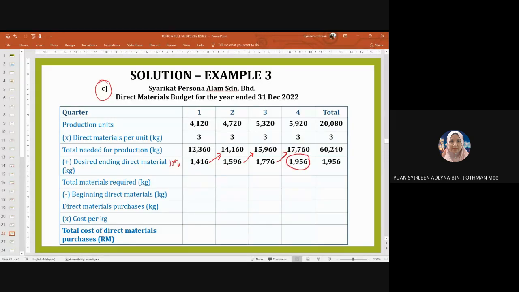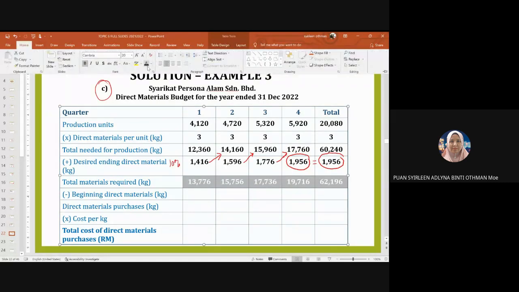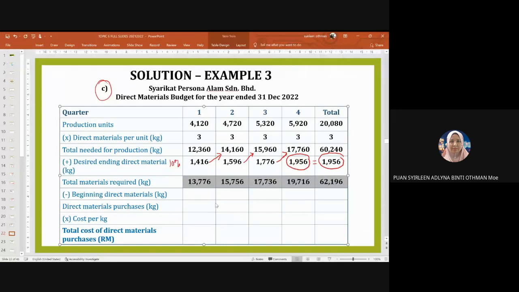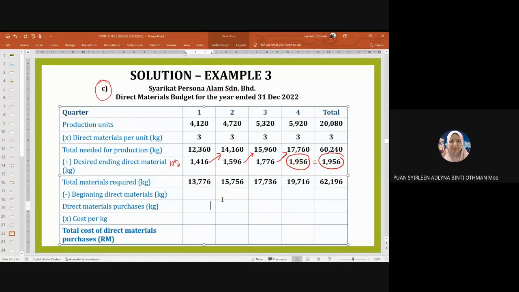Where do we get this from? These are all 10% of the next quarter's requirement. The total ending inventory will be the final one in your fourth quarter, so this value will be the same. Your required kg, you just add up. So you get this, and we are going to minus our beginning inventory.